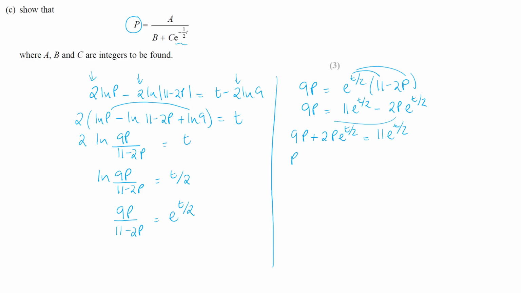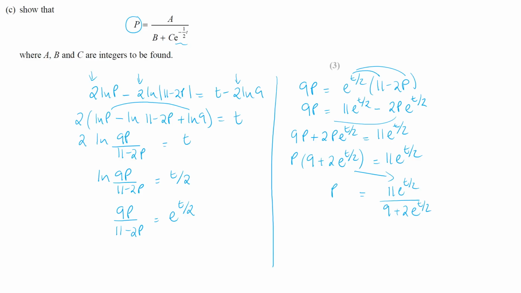Take the p out as a common factor. p times 9 plus 2 e to the t over 2 is equal to 11 e to the t over 2, and then just cross multiply to get p on its own. It's going to be 11 e to the t over 2 divided by 9 plus 2 e to the t over 2. Now quite often when you're dealing with this sort of equation, you want to think about when the population gets large, and with this t over 2, as t gets big, then e to the t over 2 is going to get big.